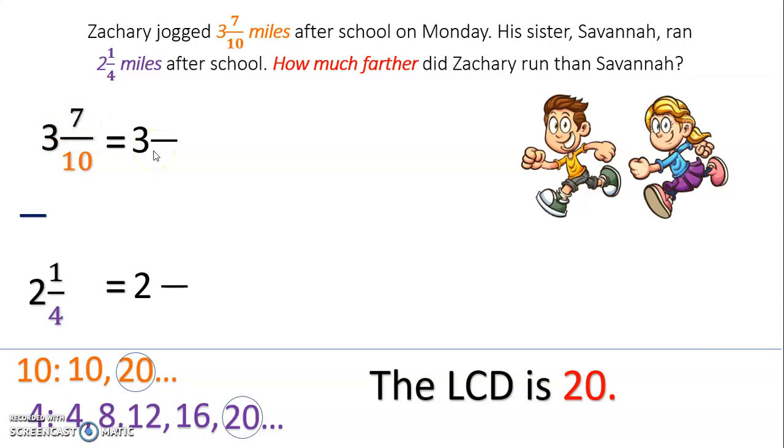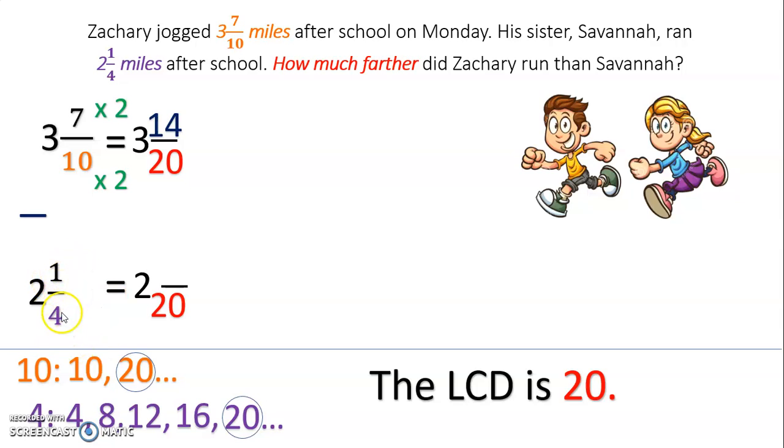So our new denominator is 20, and now we're going to make an equivalent fraction for 7/10. We want to determine which multiple of 10 helped us to reach 20. Looking at our list below, it is our second multiple. 10 times 2 is 20. We will multiply our numerator by 2 as well. 7 times 2 is 14. 3 7/10 is equivalent to 3 14/20.